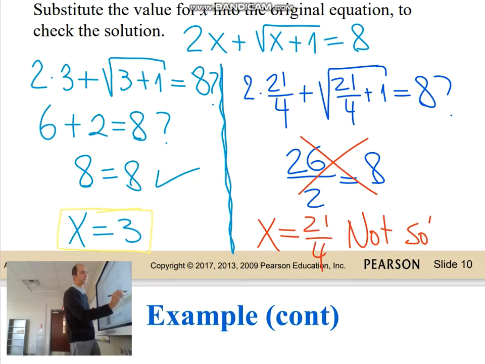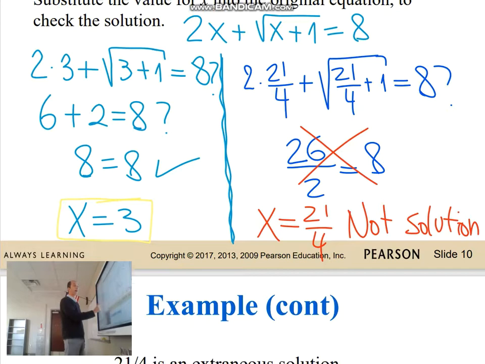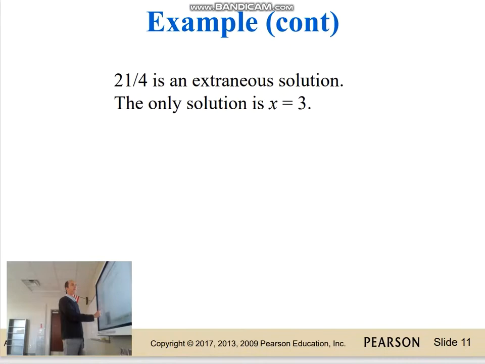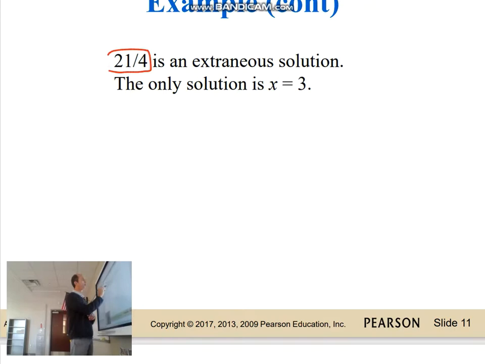The only solution is x equals 3. Okay? Very important to check the solutions you found. And there's a special name. 21 over 4 is an extraneous solution. That means it's a wrong solution. It's not a solution at all. Extraneous means it's not a solution at all. The only solution is x equals 3.